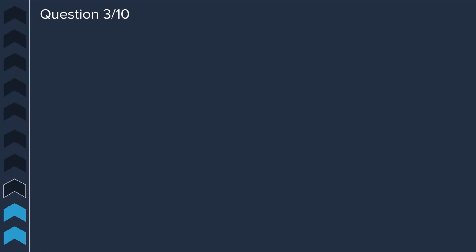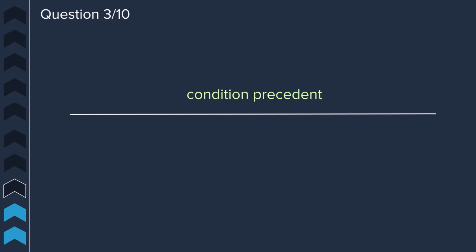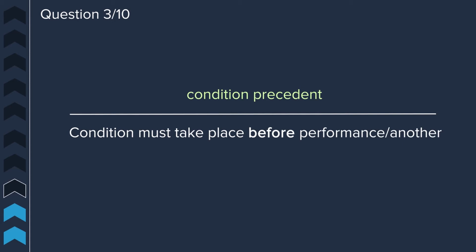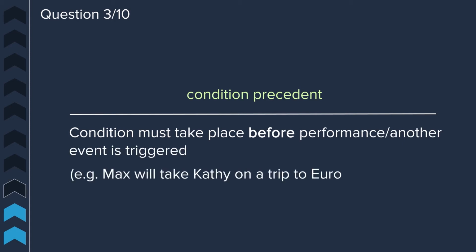Question 3. Define condition precedent. A condition precedent is one that must take place before performance or another event is triggered. For example, Max will take Kathy on a trip to Europe if he passes the bar exam.